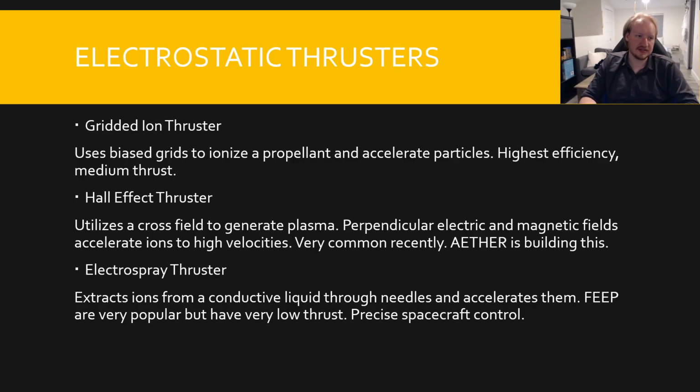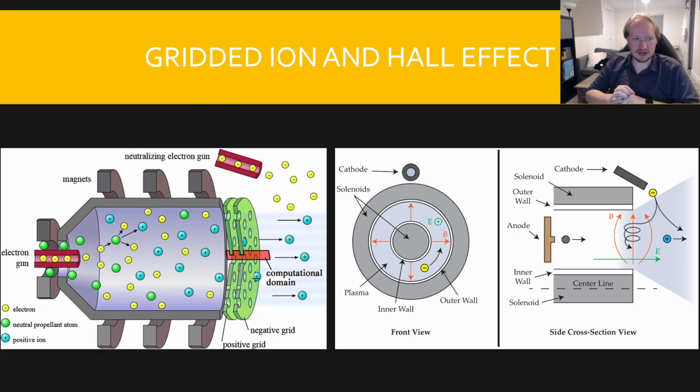This is the gridded ion and Hall effect thruster. We have the gridded ion thruster on the left. I think YouTube has this flipped correctly. And then the Hall effect thruster on the right. On the left with the gridded ion thruster, let's see if I can turn on a little laser pointer. Yeah, I can do this.